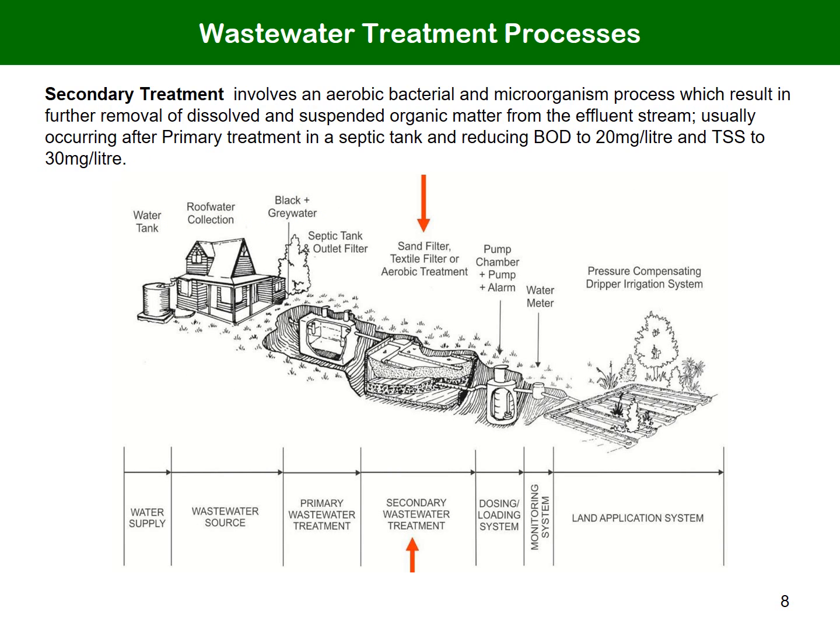Secondary treatment involves an aerobic bacterial and microorganism process, which results in further removal of dissolved and suspended organic matter from the effluent stream. This usually occurs after primary treatment in a septic tank and reduces BOD to 20 milligrams a litre and TSS to 30 milligrams a litre.